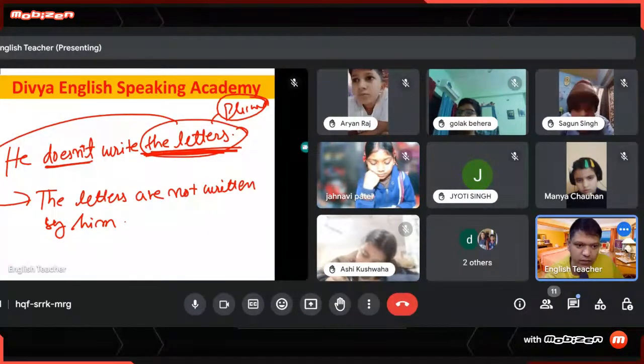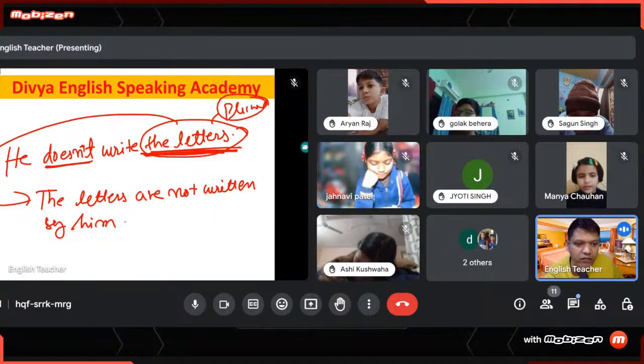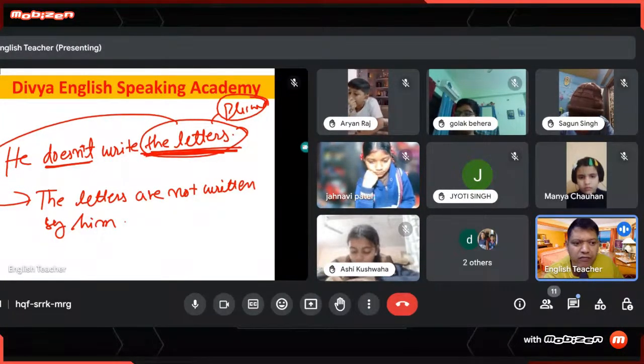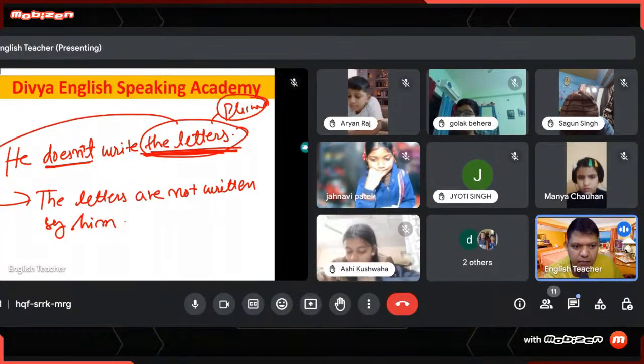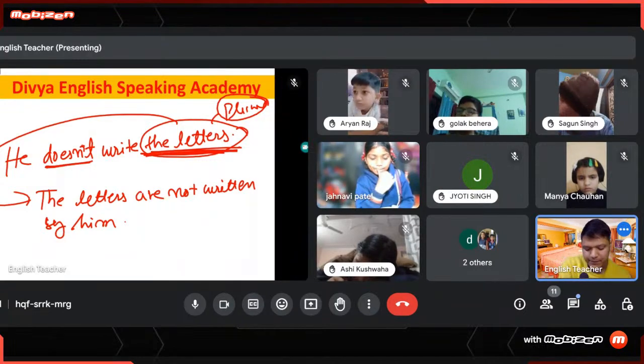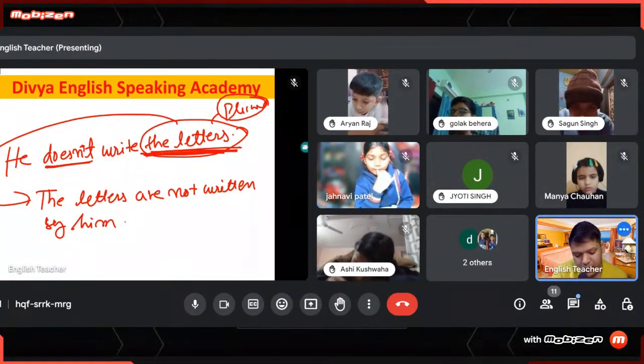So whenever you speak, you have the confidence that whatever I'm speaking, the chances are very less that people may find my mistake in what I am communicating to someone. Let's go to our topic here, otherwise we will go here and there.